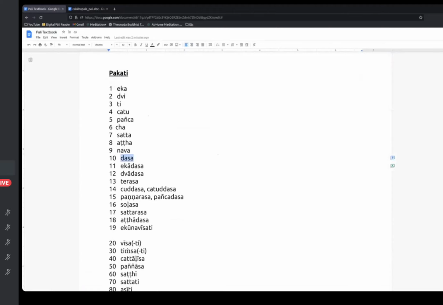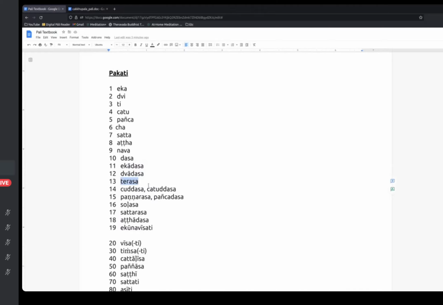But at 11, you see it follows a familiar pattern. With the dasa at the end, you get eka. It goes back to eka again, almost. I mean, there's changes a little bit. Eka dasa, dva dasa. But even if you don't memorize these, if you memorize 1 to 10, you can pick apart what this is. Because, well, this is obviously 1, this is obviously 10, this is obviously 2 and 10. This one not quite so clear.